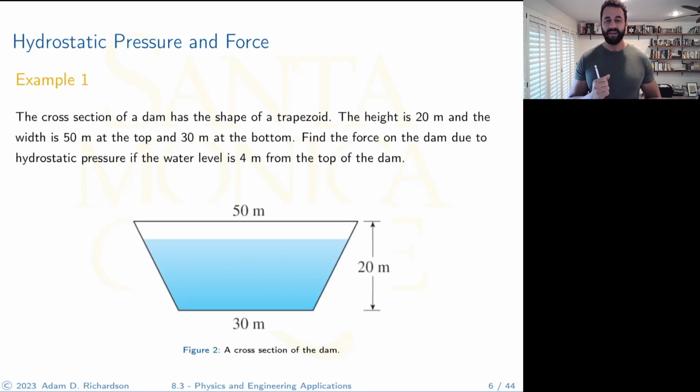So here's the setup. Let's say the cross section of a dam has the shape of a trapezoid. The height of the dam is 20 meters. The width at the top is 50 meters, and the width at the bottom is 30 meters. Let's find the force on the dam due to hydrostatic pressure if the water level is 4 meters from the top of the dam. So that's the goal here. We want to find the force on the dam due to the hydrostatic pressure, because basically all this water is applying pressure to the dam, right? And so we want to find the force on the dam due to that pressure.